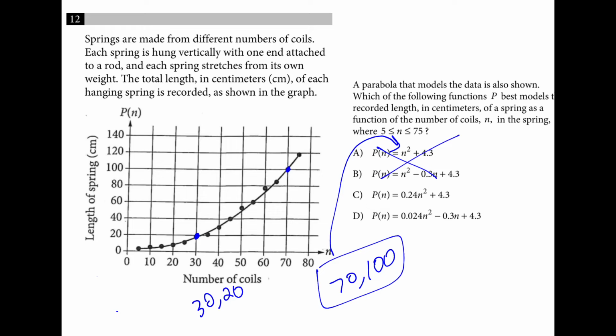So any of these ones that have n squared are going to be way too big. Even 70 times 70 was just 4,900. So even if I take a quarter of that, that's still going to be way bigger than 100. So I'm going to go with D as the smallest fraction in front of n squared.